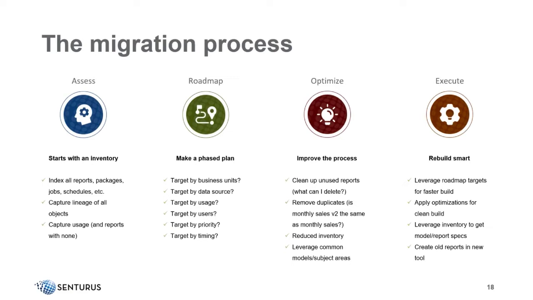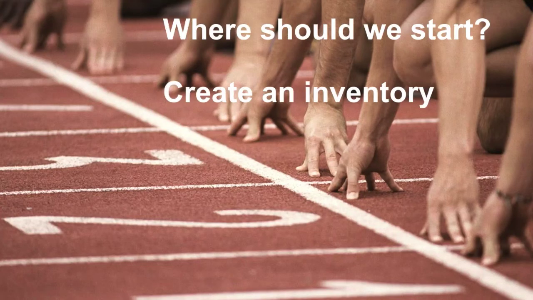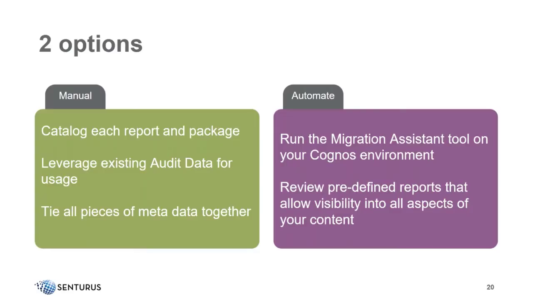And then finally put it all together, execute the plan. Build out your targets, apply the optimizations, leverage that inventory to get the specs and the model tables, relationships, all the logic and the models, and then finally create those old reports in the new tool. So it's a lot of work. It's a long process. And as I mentioned, we want to start with an inventory. The better the upfront effort to assess and do this, the more success we're going to have. So obviously we want to create an inventory. So how do we do that?